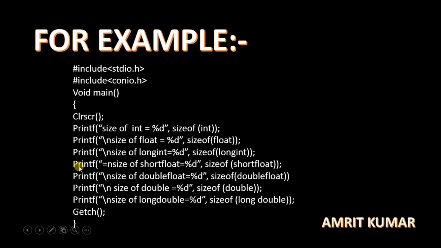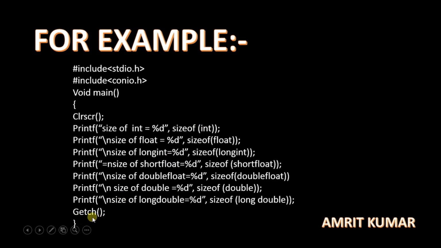After that I have used the printf function, in that I have used the sizeof short float. So the size of short float is going to be replaced with this format specifier. After that I have used the sizeof double float. So the double float size is going to be returned here in this format specifier. After that I have used the sizeof double, therefore the double size is going to be returned in this format specifier. And in the same way sizeof long double is going to be returned in this format specifier. So this is how we can use the sizeof operator for finding the size of any data type or a variable.